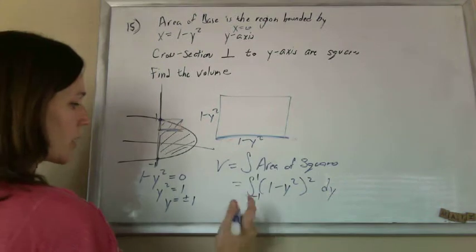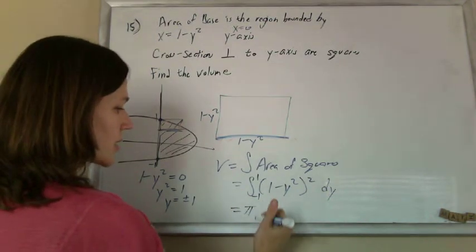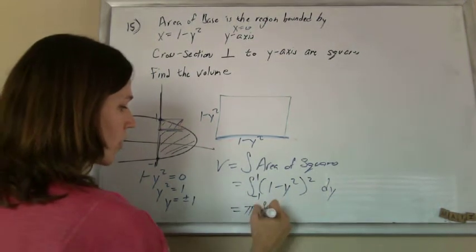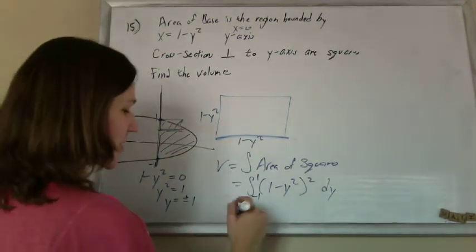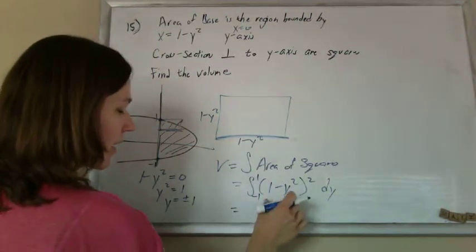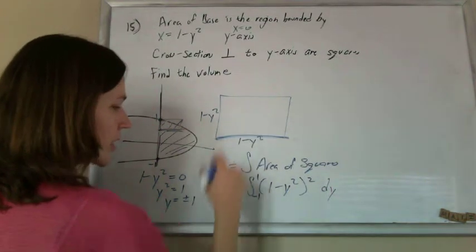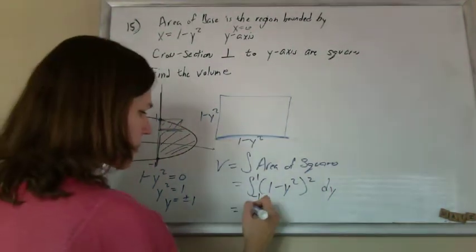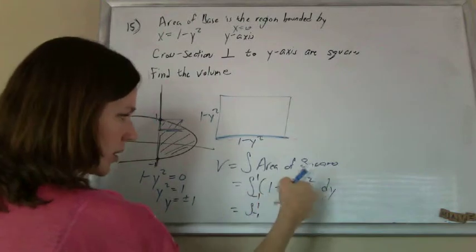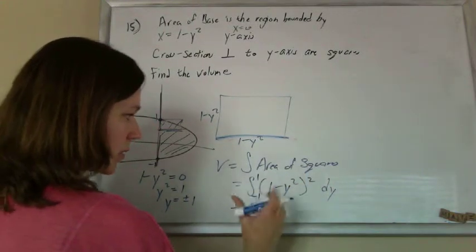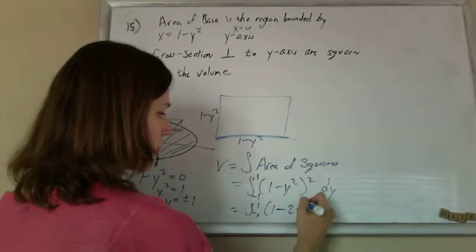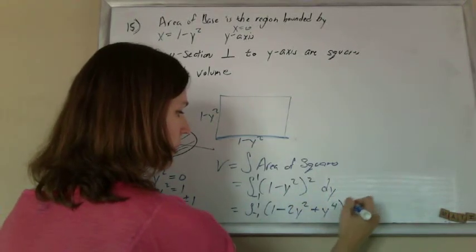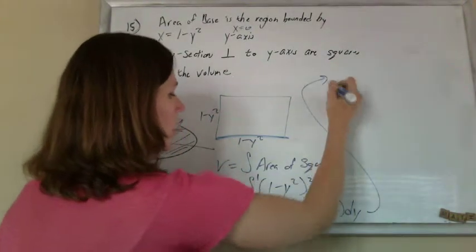This is my setup. All I have to do is solve. Oops, no pi's. Sorry, there are no circles in here. I got distracted by the last one. No pi in this one. Our cross sections are squares. So I'm just going to FOIL this out. 1 minus y squared, squared, is going to be 1 minus 2y squared plus y to the 4th dy.